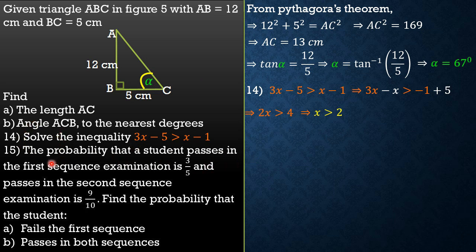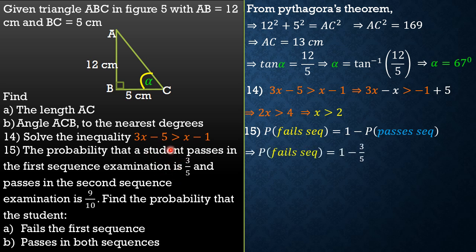Then now question 15 is saying that the probability that a student passes in the first sequence examination is 3 over 5 and passes in the second sequence examination is 9 over 10. We find the probability that the student A fails the first sequence, B passes in both sequences. All right. So guys, the probability that the student fails in the first sequence is simply going to be 1 minus the probability that the student passes in the first sequence. The probability that the student passes in the first sequence is 3 over 5. So we are going to have 1 minus 3 over 5, which gives us 2 over 5. Great. So we have our answer to be 2 over 5.